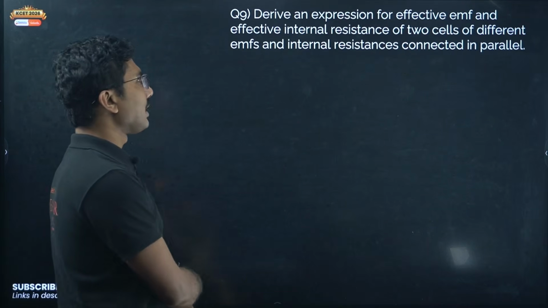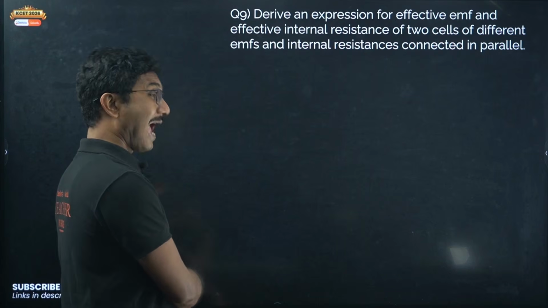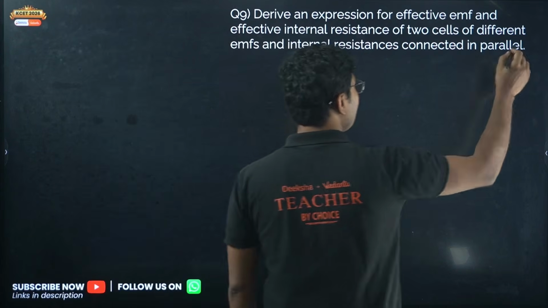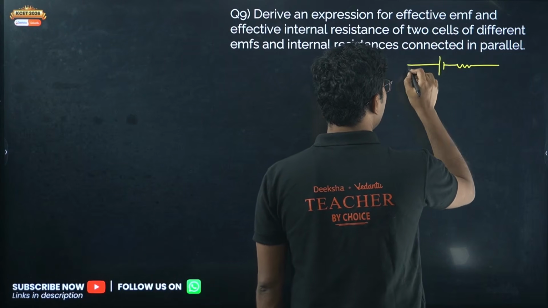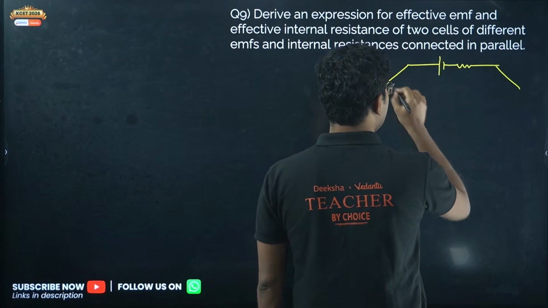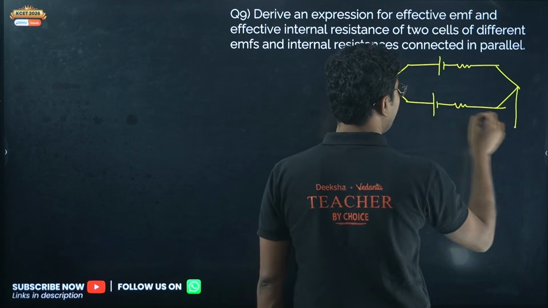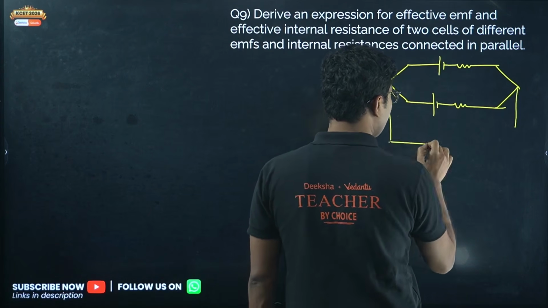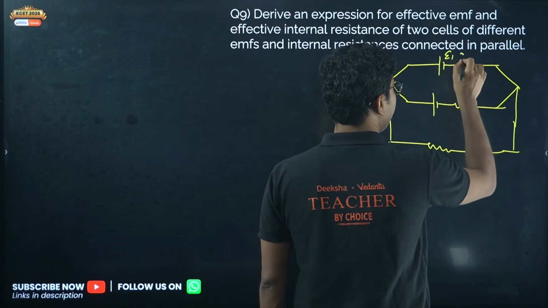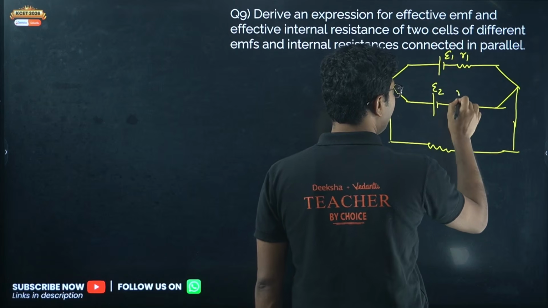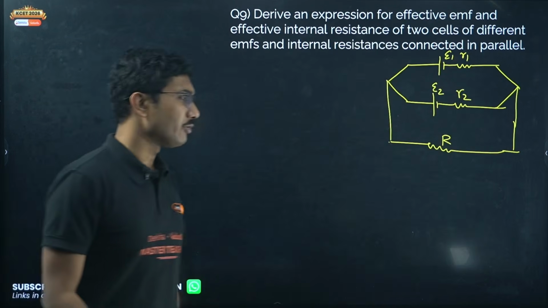Derive an expression for effective EMF and effective internal resistance of two cells of different EMFs and internal resistances connected in parallel. So here we have two cells. This is also, by the way, important. Do not only practice Kirchhoff's law and Wheatstone bridge, because sometimes Wheatstone bridge does not come. It is possible it might come, but cells in series and cells in parallel are also important. Don't ignore that.